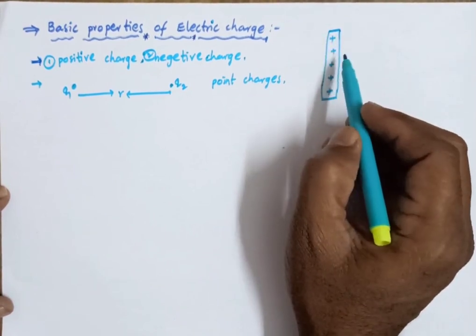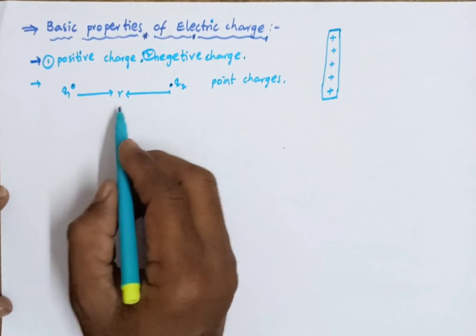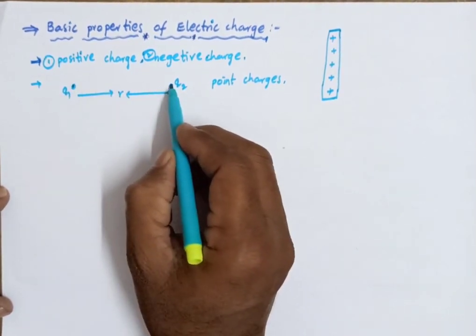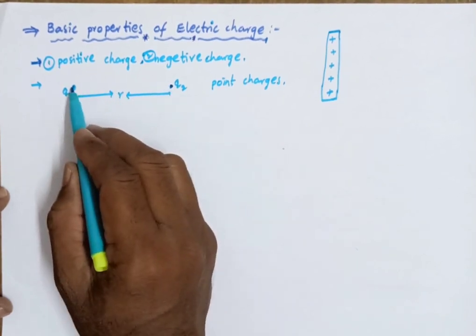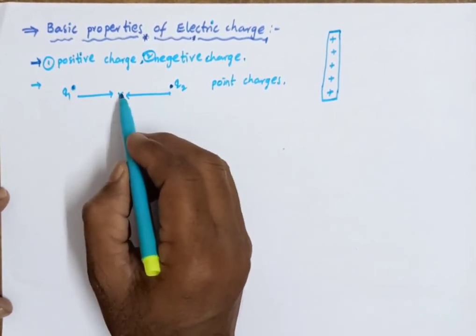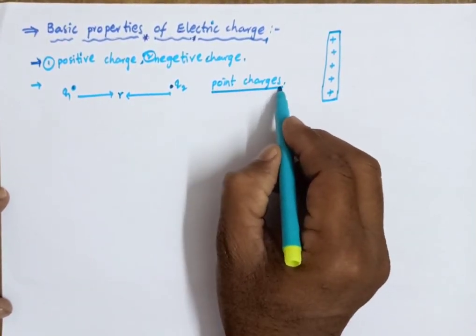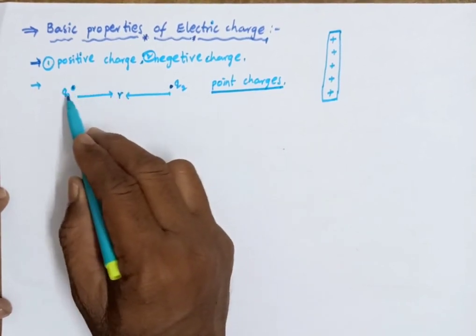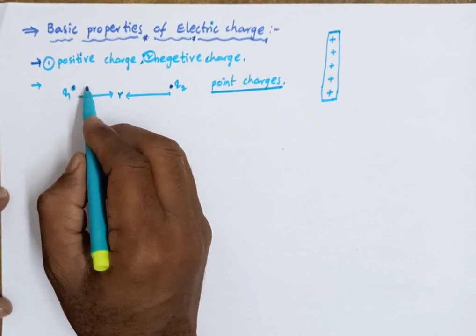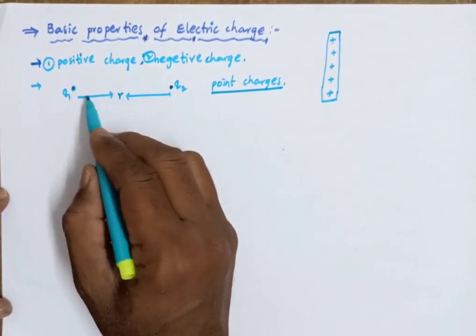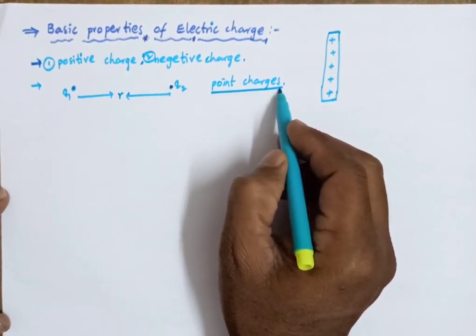Here, if the sizes of the bodies are very small compared to the distance between them, they are called point charges. Point charges are nothing but charged bodies whose sizes are smaller than the distance between them.